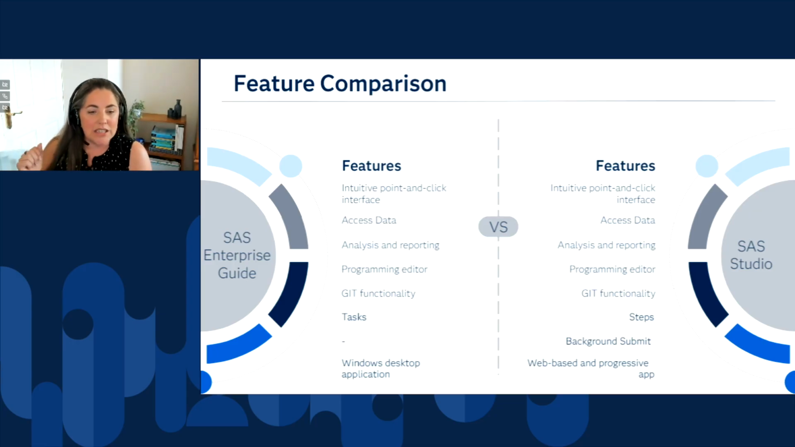Now, the main difference. SAS Enterprise Guide is a Windows application, so it needs to be installed locally and does have some Windows magic. SAS Studio, on the other hand, runs in a browser, but it can be installed as a progressive web app. So you can actually get the convenience of a native app without the install as well. So it's a good one. That one's a good one to look into.